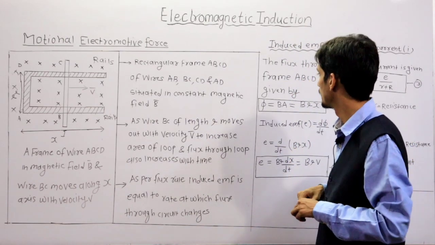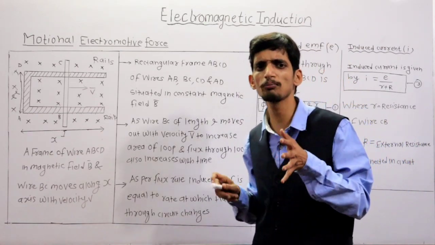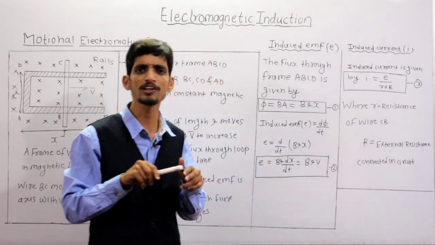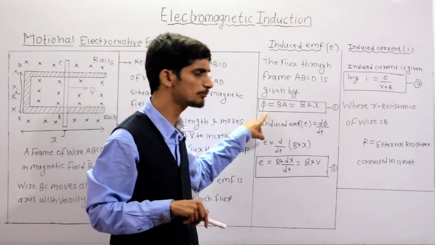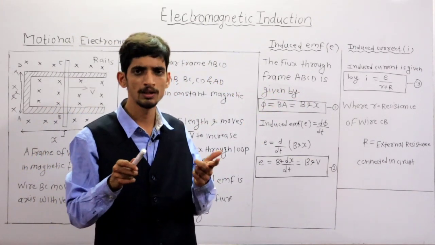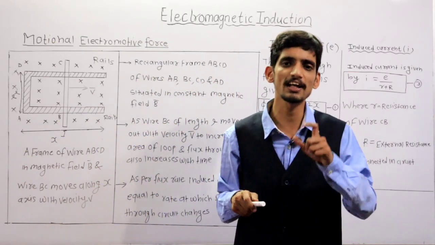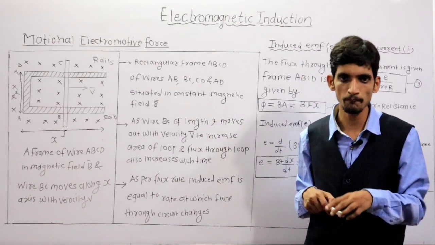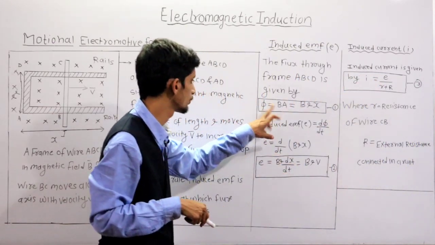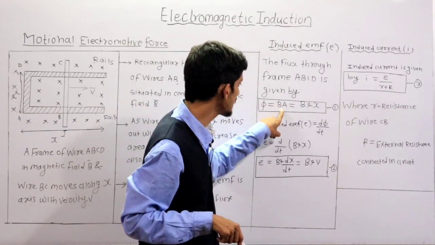Clear? Okay. Now what is the magnitude of that induced EMF when that rod is moved towards the right? The flux through the frame ABCD is given by flux is equal to B A cos theta, which is the basic formula. In this case theta is the angle between the area vector and the magnetic field, which is 0, so cos 0 is 1. That's why flux is equal to BA only. Clear? Okay. Now this area A is L into x.